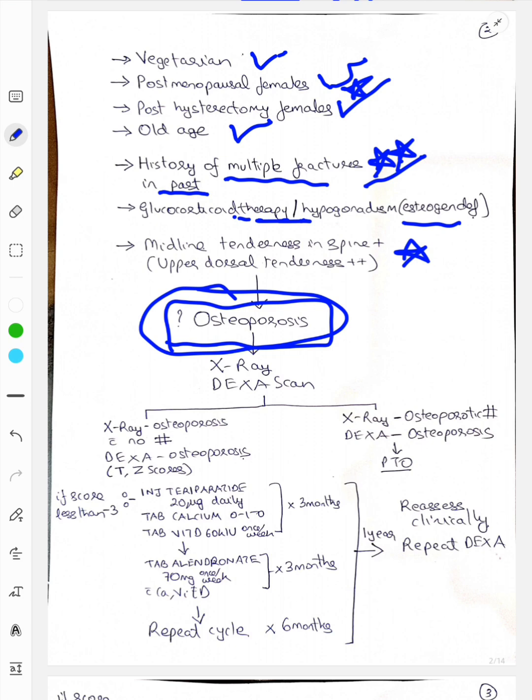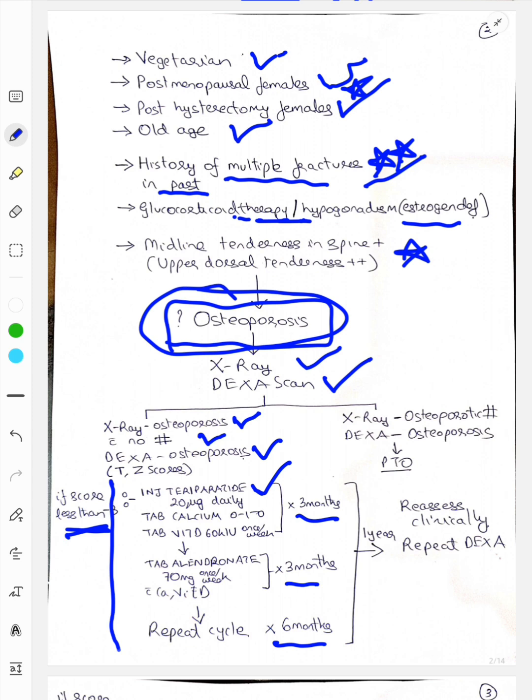First thing, whenever you are looking at a picture of osteoporosis, you go for an X-ray and DEXA scan. Now, if the X-ray shows osteoporosis with no fracture line and the DEXA scan shows osteoporosis, you look at the T and Z scores. If the T and Z scores are significantly low, less than -3, it is advisable, but that depends on the surgeon, to give a course of injection teriparatide for 3 months, followed by alendronate for 3 months, repeat the cycle for 6 months, and you can also go for continuous 1 year teriparatide injection. That depends on the surgeon.